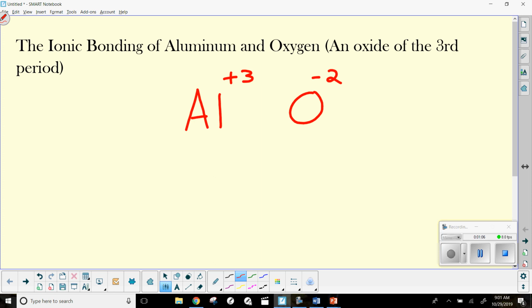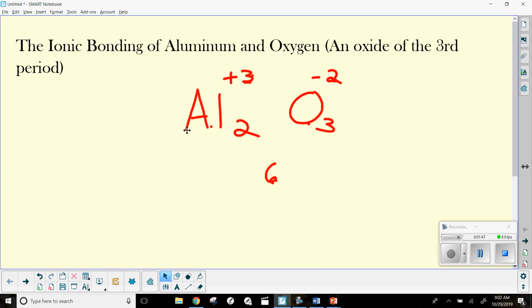So I need to find the ratio of aluminums to oxygens so that the charges balance out to 0. Well, here's a little trick. I think about the fact that there is nothing I can multiply by 2 to make 3. But what I can do is multiply 3 times 2 together, and I can get 6. And then I say to myself, all right, 3 goes into 6 2 times, so I need 2 aluminums. 2 goes into 6 3 times, so I need 3 oxygens.